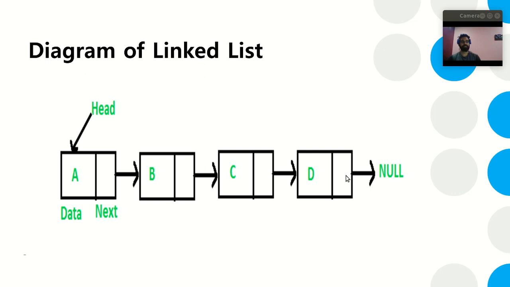So basically, a linked list is defined as a link between different objects or different nodes of a class, and that class has two properties: one, the value, and the other, the address of the next node, right? So this is the diagram representation of a linked list.